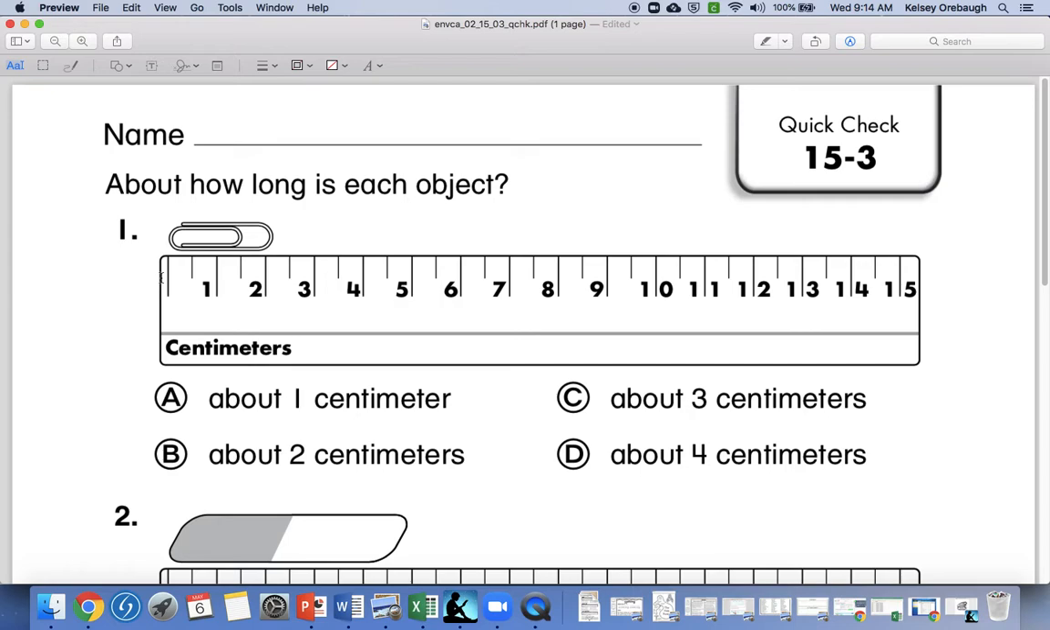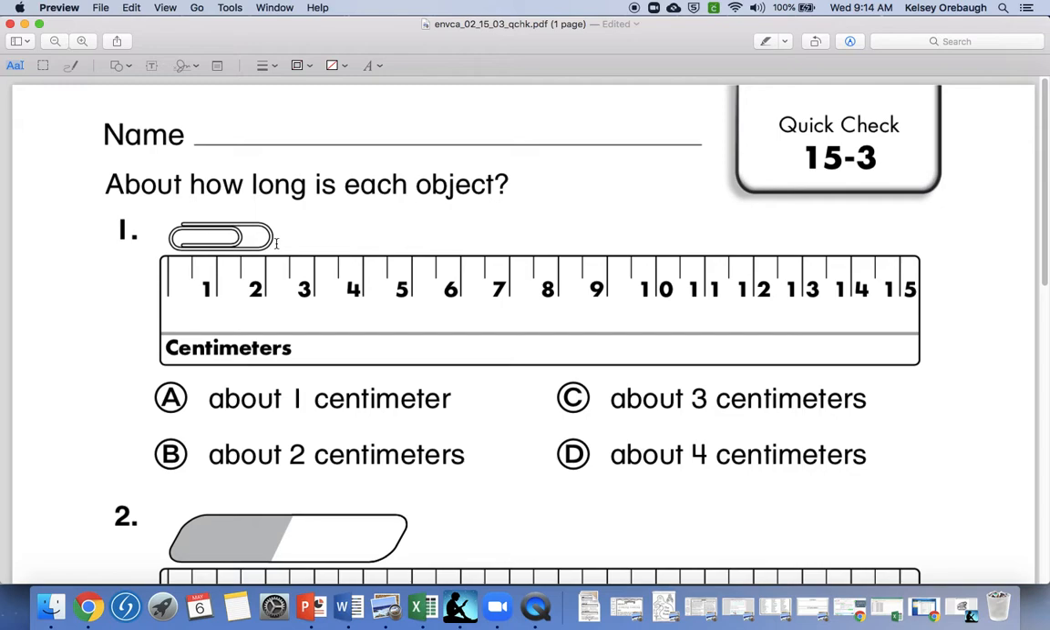So our first object is a paperclip. About how long is this object? Okay, so we see that the beginning of the paperclip is lined up with the 0 marking, and we see that the paperclip falls just after the 2 centimeter mark.